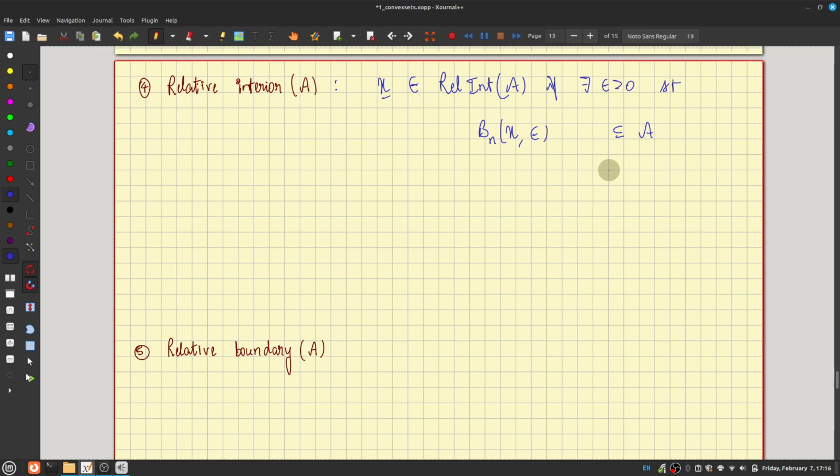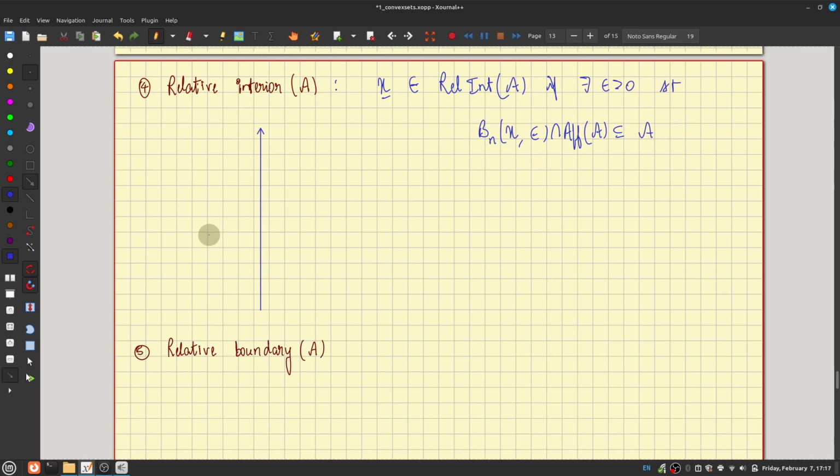Right? And that's not very helpful to us. So what I want to look at is a sort of smaller dimensional ball. So I'll just restrict it to the affine hull of A. So this intersection with the affine hull of A should lie within A.